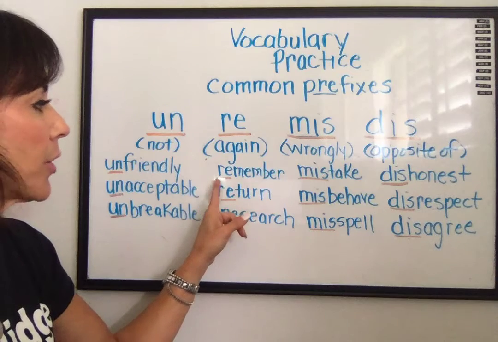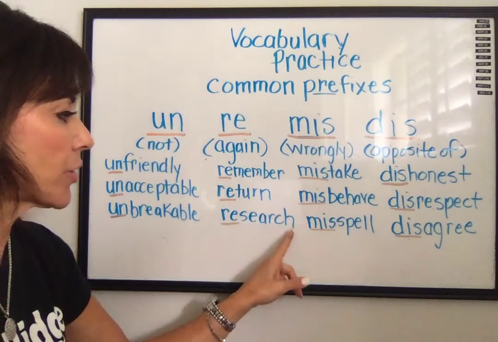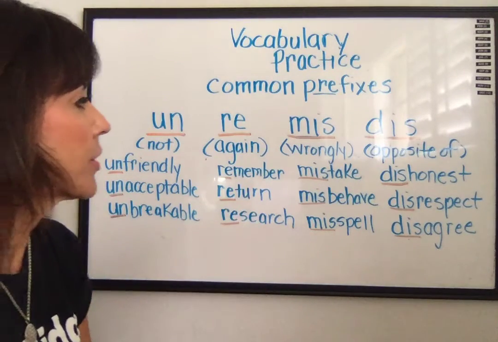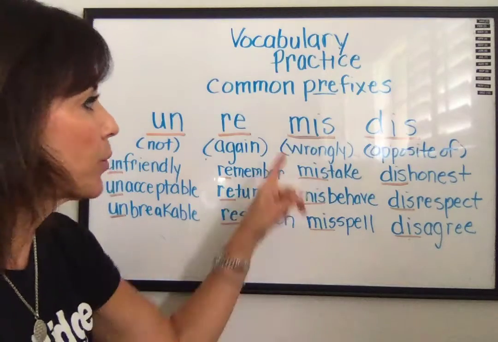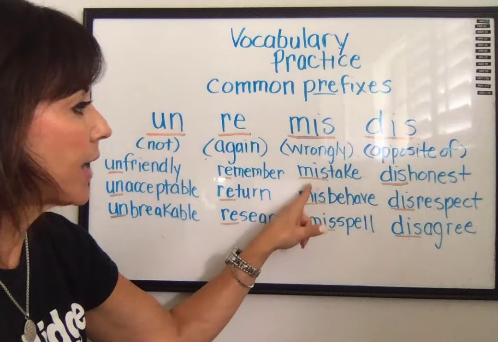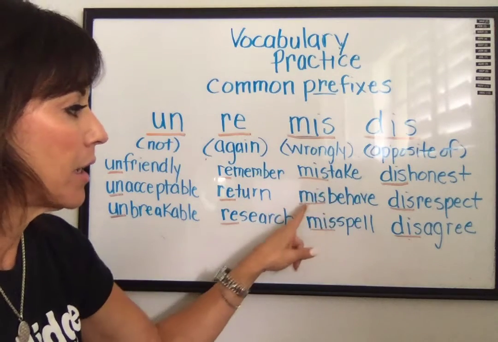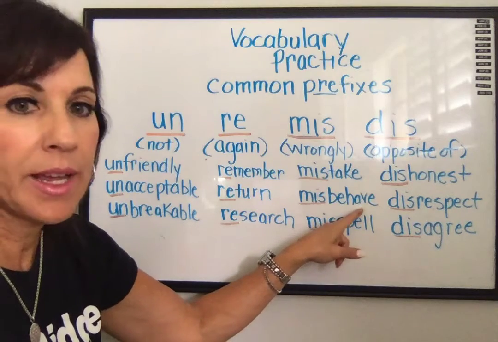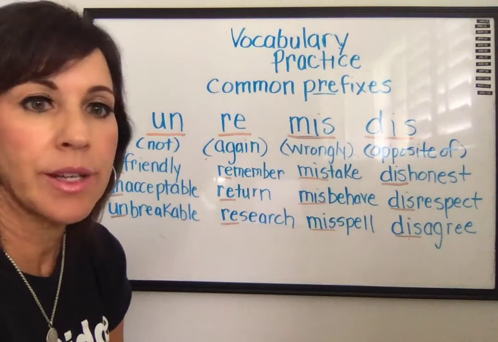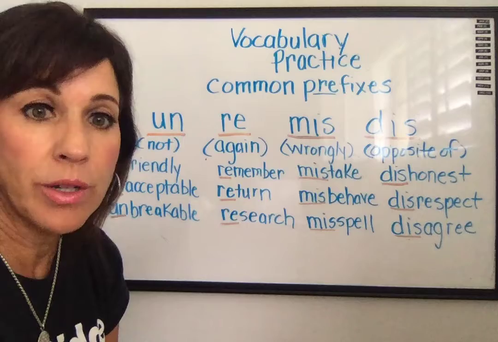Okay, the next prefix, re, we said it meant again. Let's say them together. Remember, return, research. Very good. The next prefix was miss, and again, that meant wrongly. Let's add it on to the beginning of these words. Mistake, misbehave, misspell. Okay, so really undid those root words. Really can see how the prefixes change the whole words.